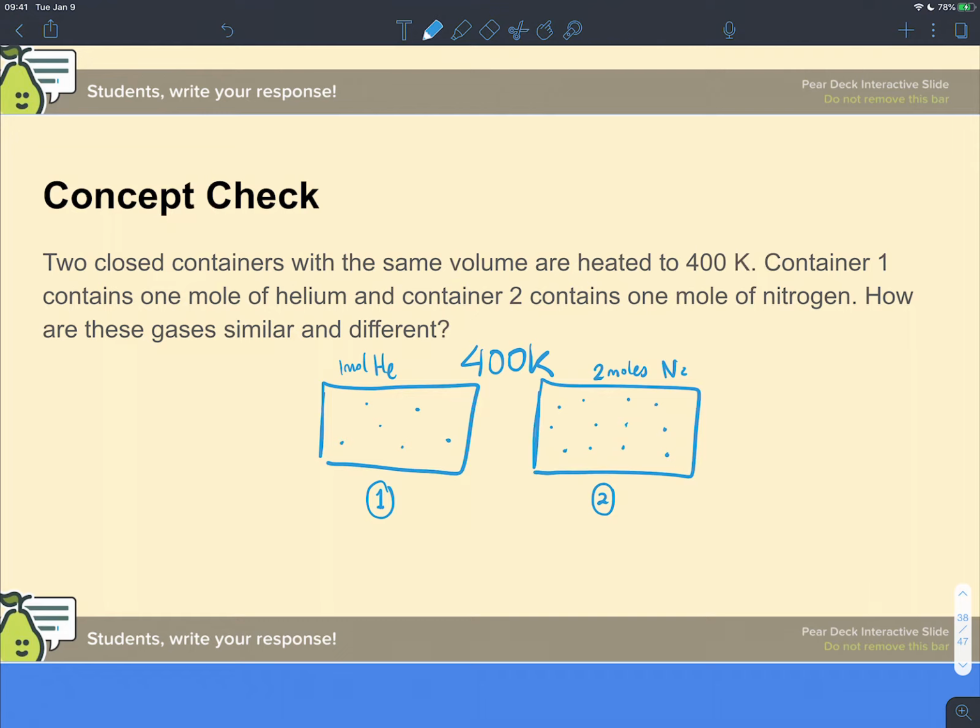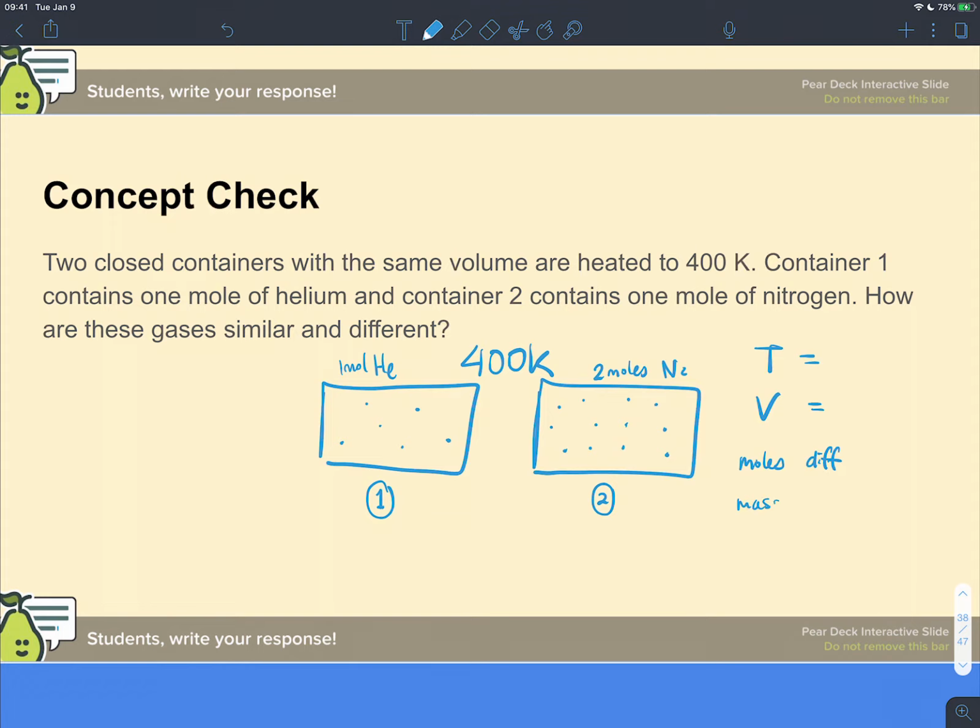So what's the same here and what's different here? Okay, so we know that the temperature is the same. The volumes are the same, because it says that in the problem. Moles are different, also given in the problem. But what else is similar or different?